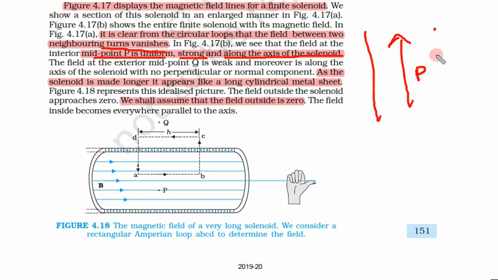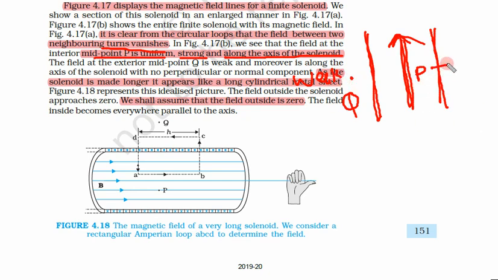Suppose this is the solenoid, so the field inside is very strong and along the axis of the solenoid. So this is also the axis of the solenoid. The solenoid is like this, so we can see this is parallel to the solenoid. The field at the exterior point Q, let this point be Q, is weak. Moreover, it is along the axis of the solenoid with no perpendicular or normal component. Let us leave this part. The only thing is that the field outside at Q is weak.